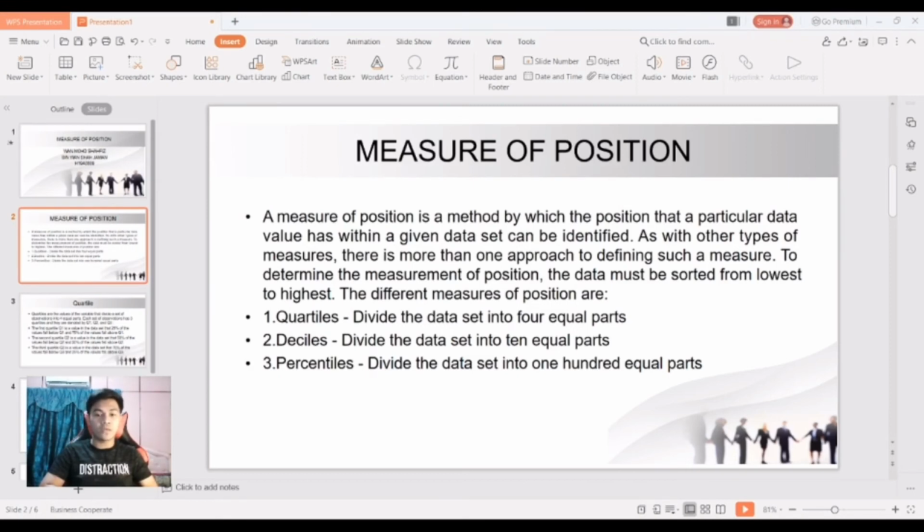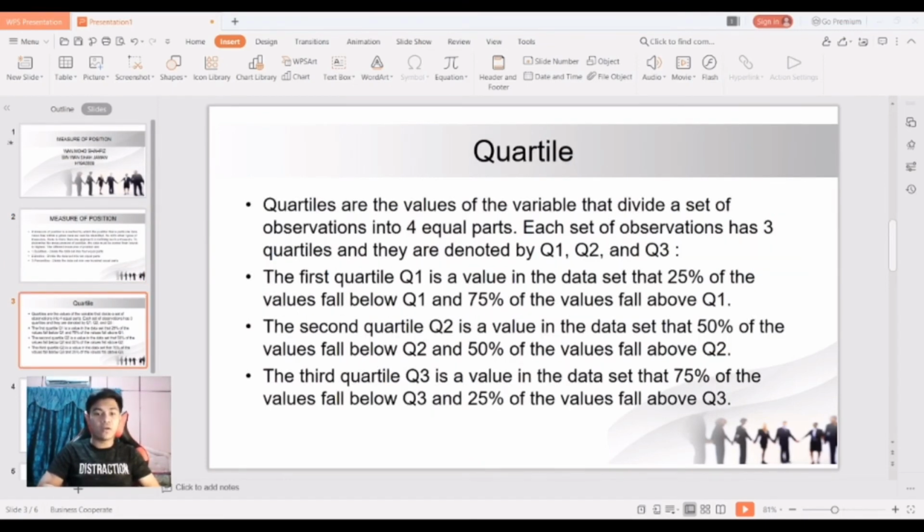The different measures of position are: number one, quartiles, which divide the data into 4 equal parts; number two, deciles, which divide the data set into 10 equal parts; and number three, percentiles, which divide the data set into 100 equal parts. Quartiles are the values of the variable that divide a set of observations into 4 equal parts. Each set of observations has 3 quartiles, denoted by Q1, Q2, and Q3.